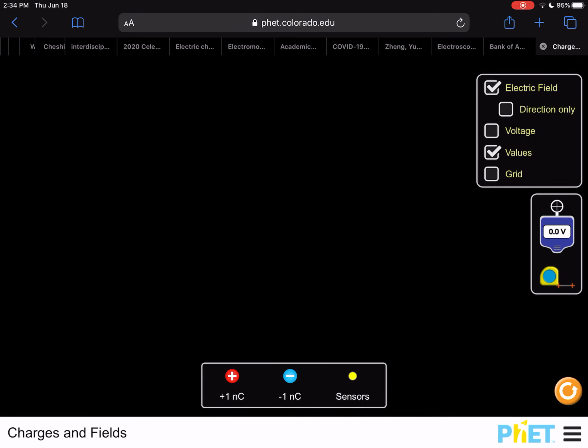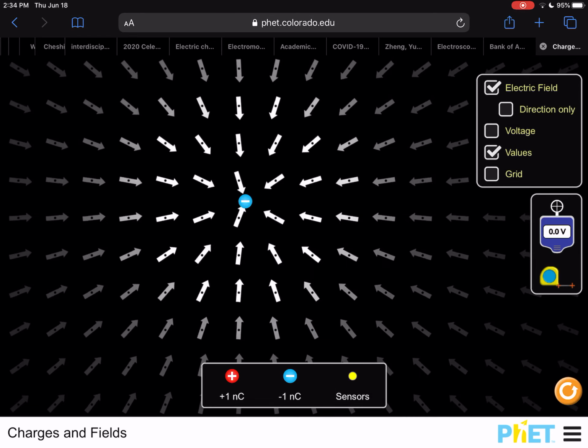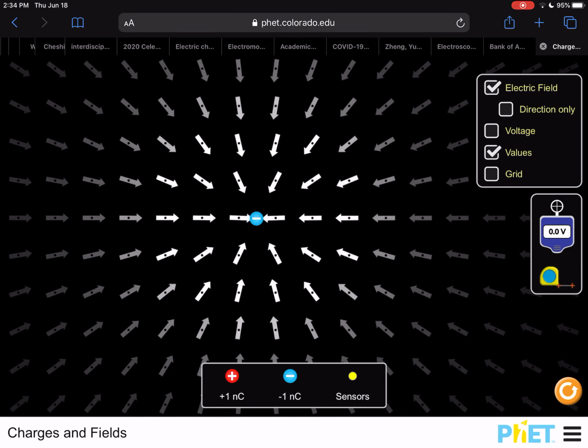Now, what happens when I put a negative charge on here? Well, we get the same sort of structure, except now the electric field is pointed in. And we can see that even with the sensor, that electric field is pointed in at every point, and it actually has the same magnitude because it's the same formula as the electric field of a single point charge.